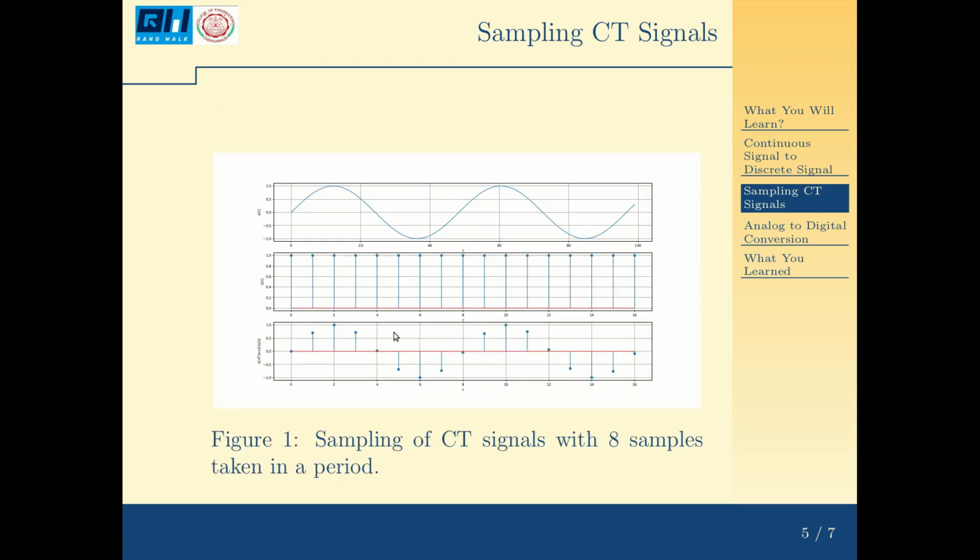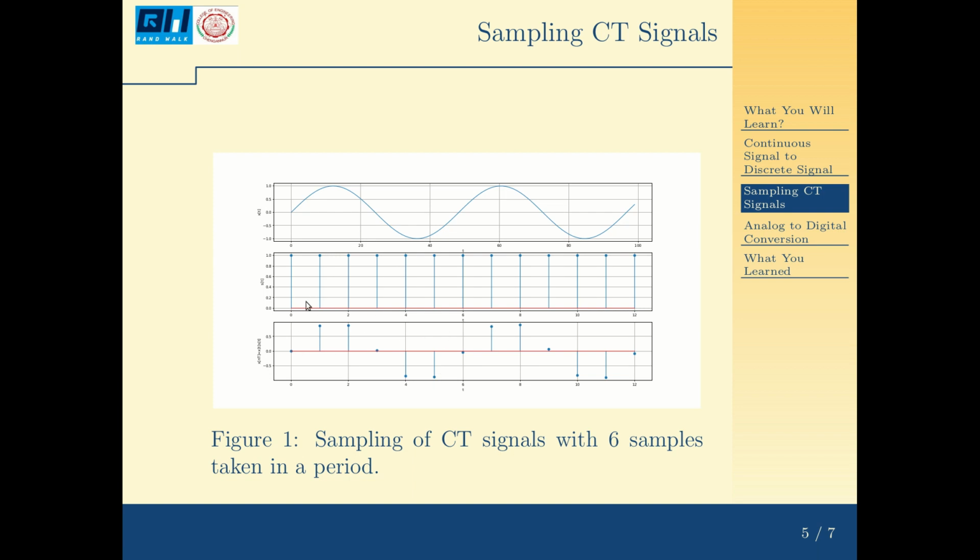So here you can see that I have taken 8 samples out of a period. Here I have 4 samples and 4 samples out of this period. So out of every period of the continuous time signal, I have taken 8 samples. I can take a different sampling frequency and obtain, say, 6 samples here. Here I have taken 6 samples out of a period.